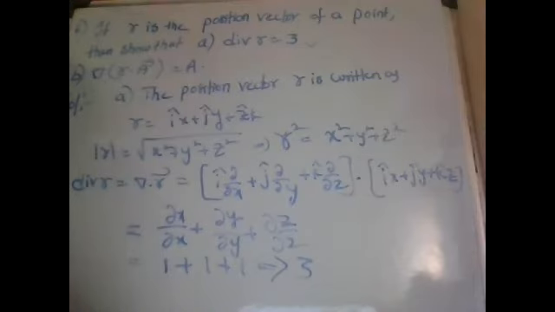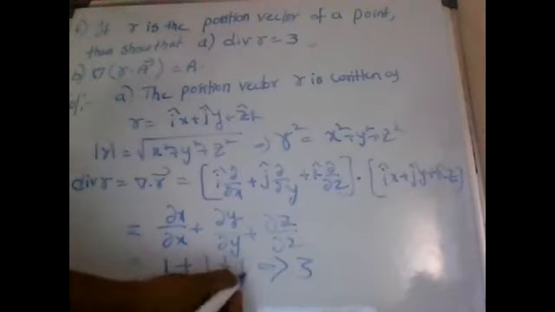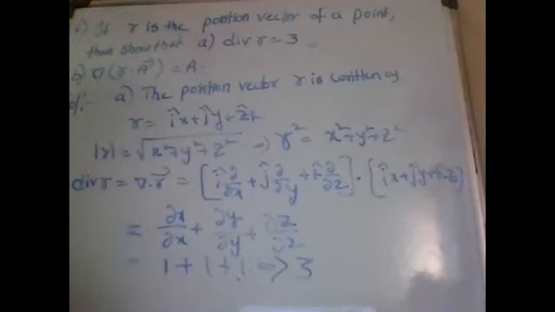i x plus j y plus z k. So here, del by del x plus del y by del y plus del z by del z. x differentiated with respect to x is 1, y with respect to y is 1, and z with respect to z is 1. We get 1 plus 1 plus 1 equal to 3. So the divergence of r equals 3.